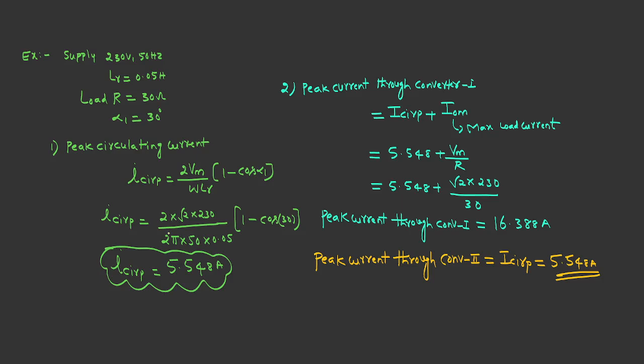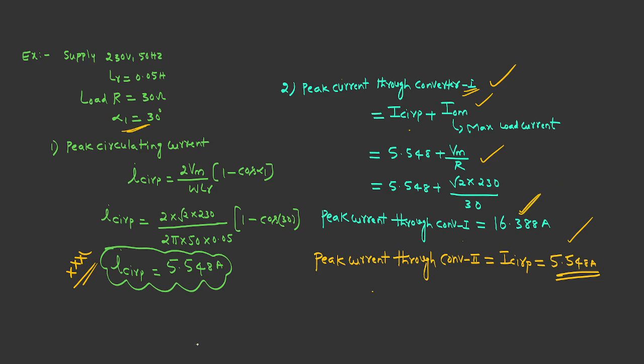And you have to solve for the peak value of circulating current. Important. And the peak current through thyristor 1 is I circulating, the peak value of circulating current, plus the maximum value of load current. Maximum value of load current is Vm by R. The peak current through converter 1 is 16.388 amperes. Peak current through converter 2 is 5.548 amperes. That is, here only converter 1 firing angle is controlled. That's why converter 1 is carrying the high currents.